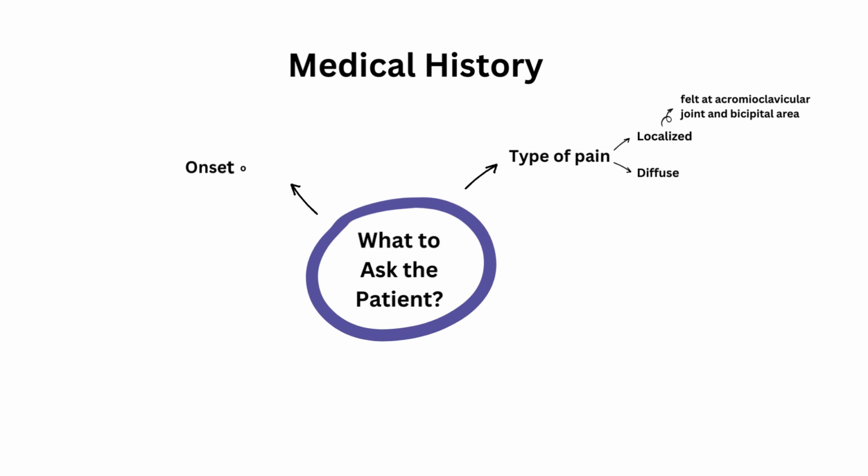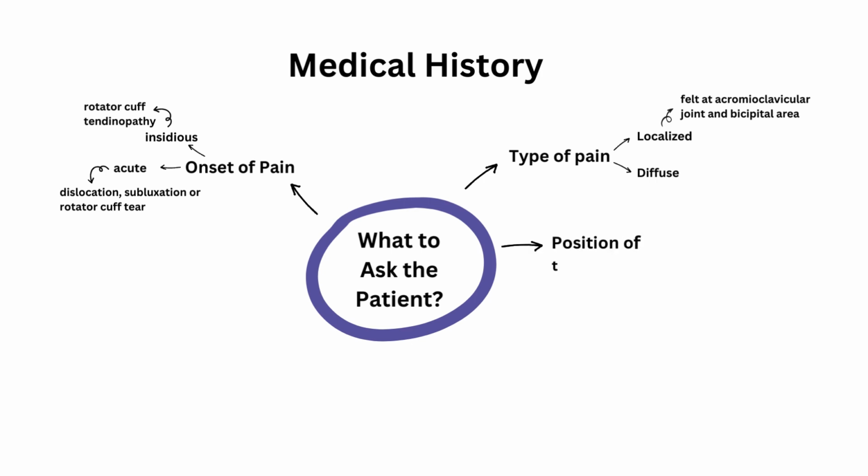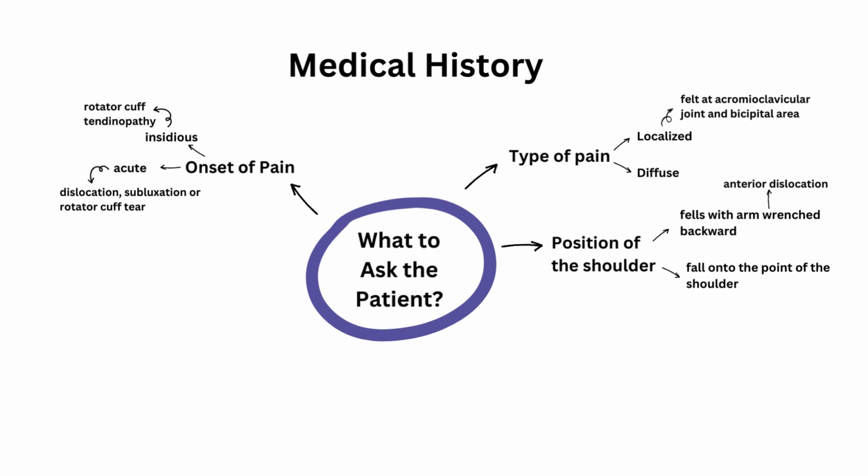Onset of pain can be acute or insidious. Acute occurs due to dislocation, subluxation, or rotator cuff tear, while insidious occurs in rotator cuff tendinopathy. Position of the shoulder at the time of injury also matters. Suppose if a person falls with arm wrenched backward, it suggests anterior dislocation. A fall onto the point of the shoulder can cause acromioclavicular joint injury.